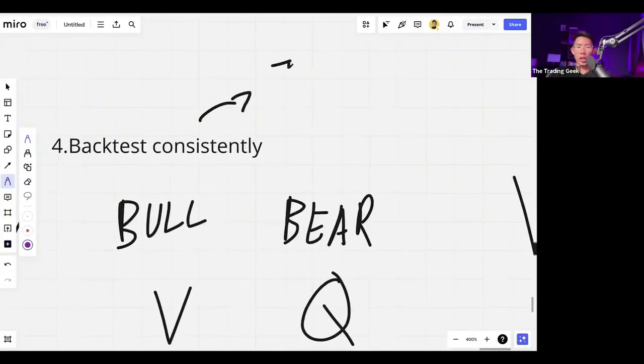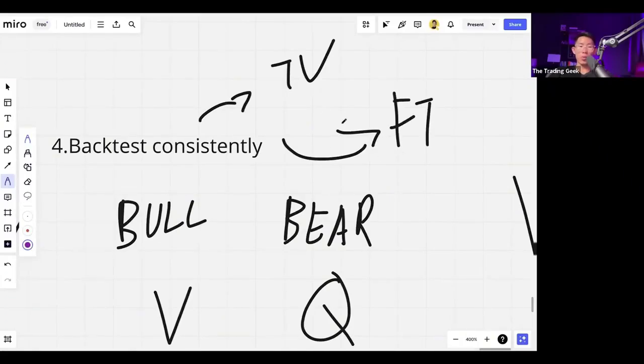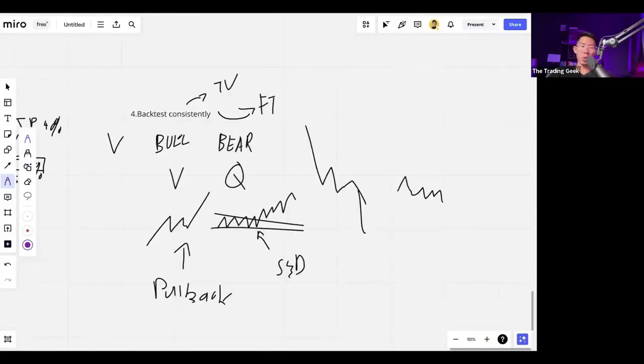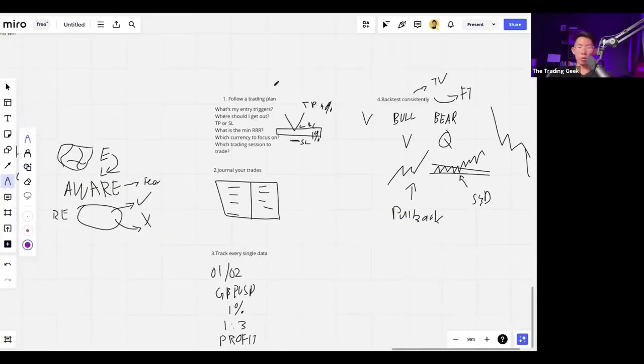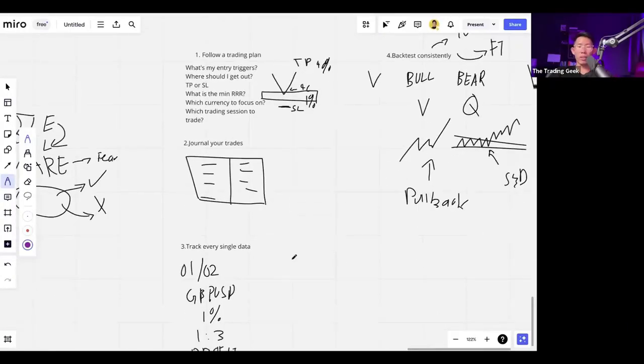You can backtest on TradingView, or you can even backtest on Forex Tester 5. There's a lot of software out there that you can use to backtest, right? So backtest consistently, follow your trading plan, journal your trades, track every single data.